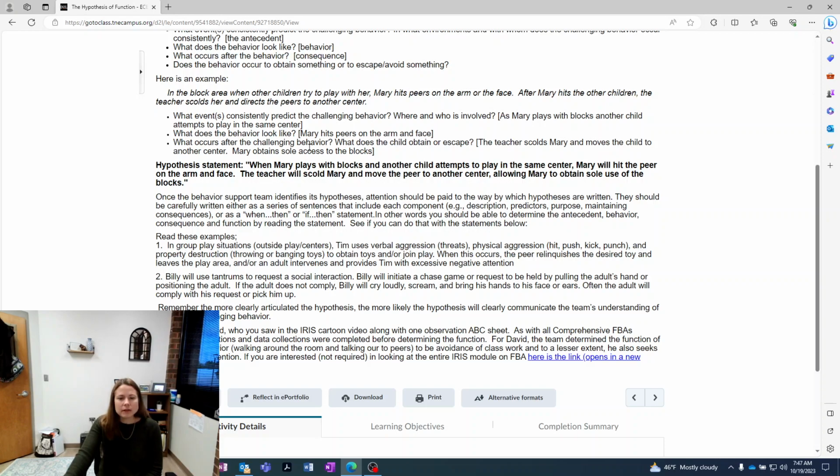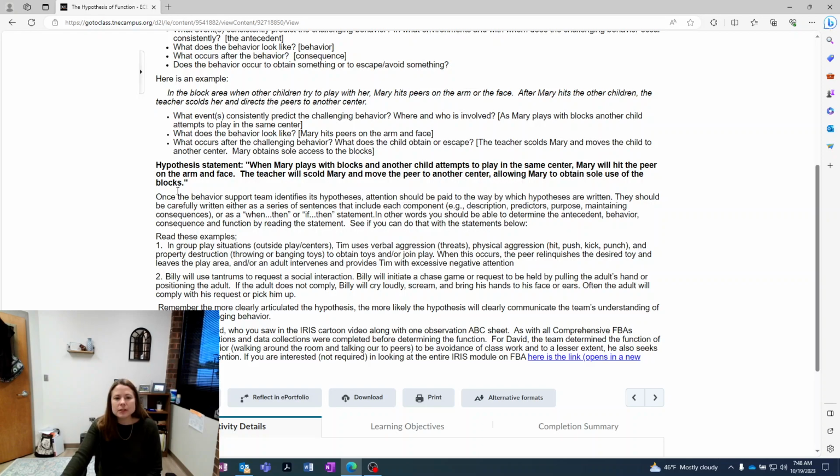What does the behavior look like? Well, Mary hits peers on the arm and face. This is specific. This is not saying Mary's being mean to her friends. That's not giving us a clear, measurable observance of what's happening. And then ask yourself, what occurs after the challenging behavior? What does a child try to obtain or escape? Well, Mary is being scolded, and the teacher moves the other children to a different area. Mary is there all by herself with the blocks.